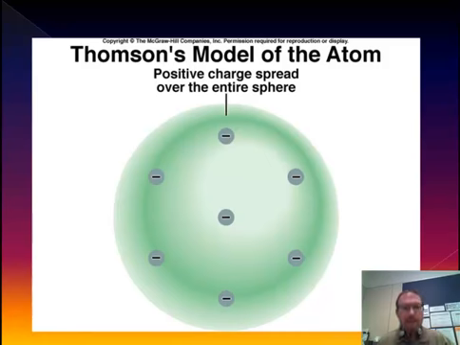Thomson's model of the atom basically showed that there were electrons somewhere present in the atom, but he didn't really have any kind of structure beyond that. There wasn't really much to know. This is referred to as the plum pudding model of the atom.